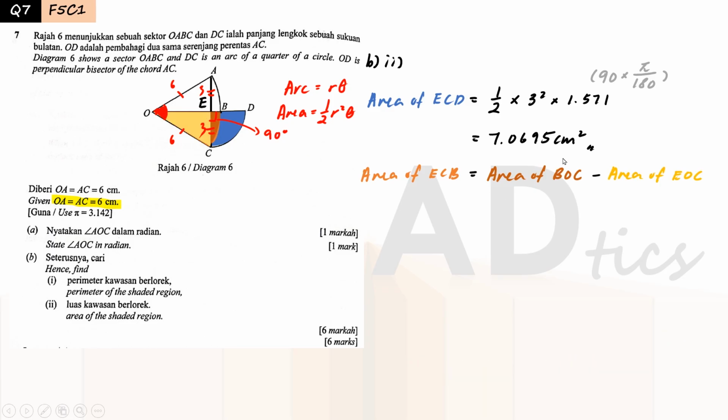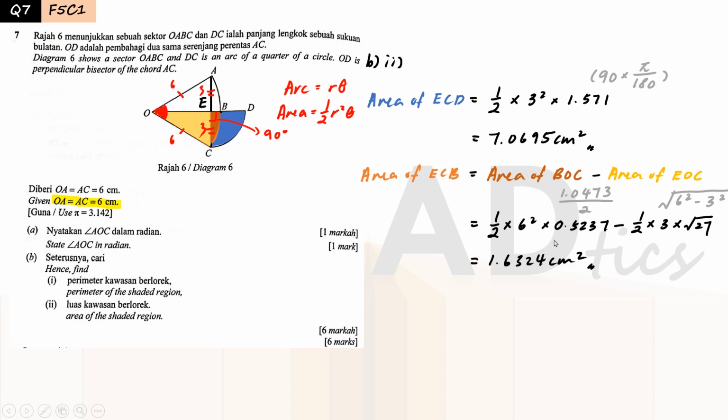For finding the area of sector BOC, we can use this formula. So 1 over 2 multiplied by the radius of the sector, which is 6, squared, and then I multiply with the angle BOC, which we have also found in part B1, which is this value. Then I minus out the area of the triangle, so 1 over 2 times the height, which is 3, times the base here. The base we have also found in part B1, which is square root 27, coming from this. So I simplify, then I can get my area.